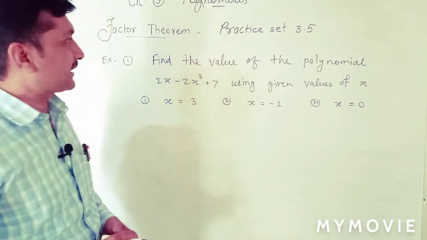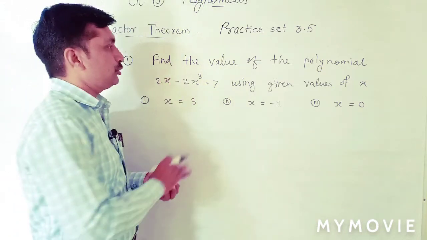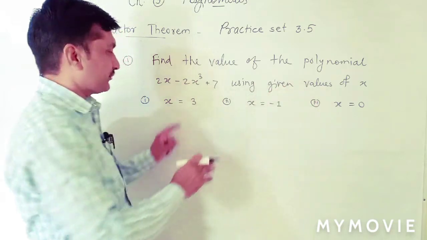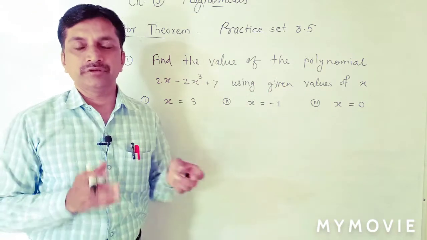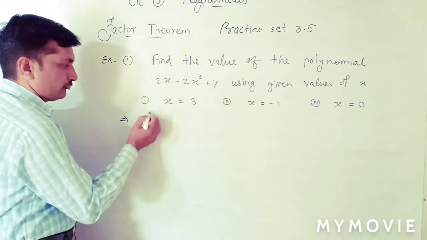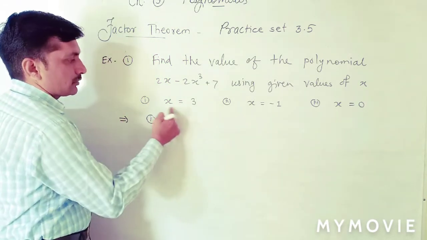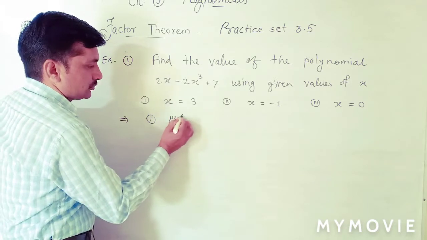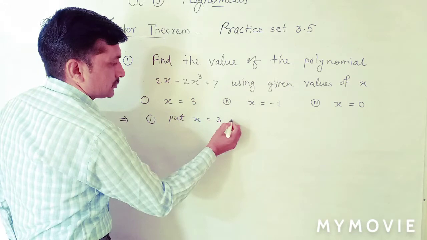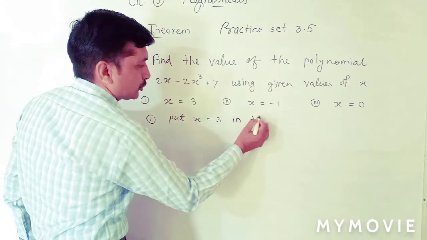Example number 1 of practice set 3.5. Find the value of the polynomial using the given values of x. Now 3 values are given. We have to solve for all 3. Solution. Now for the first, put x is equal to 3 in the polynomial.